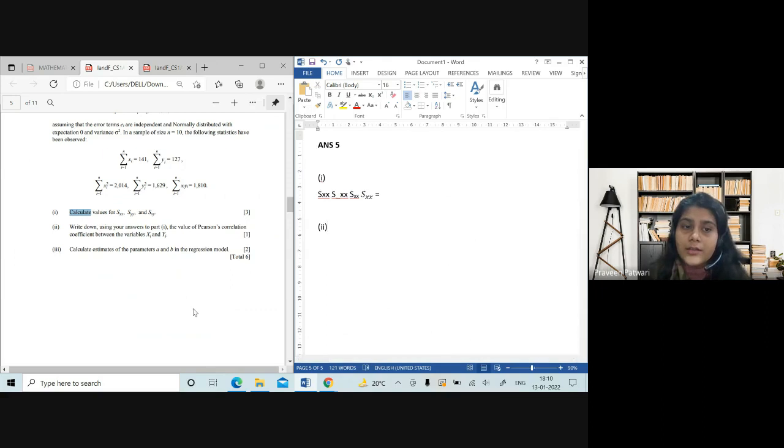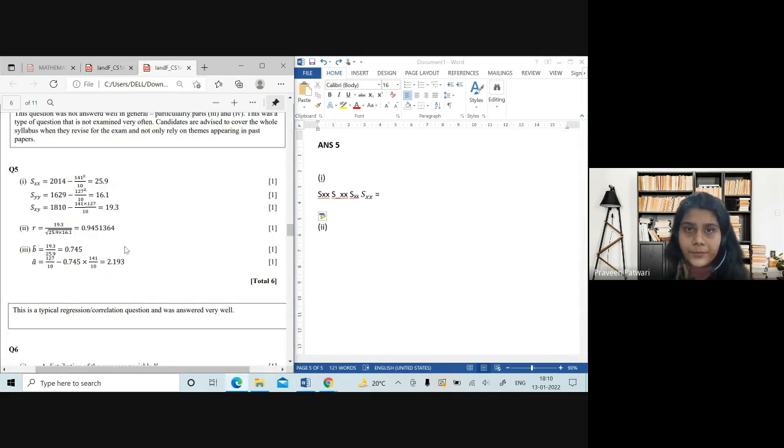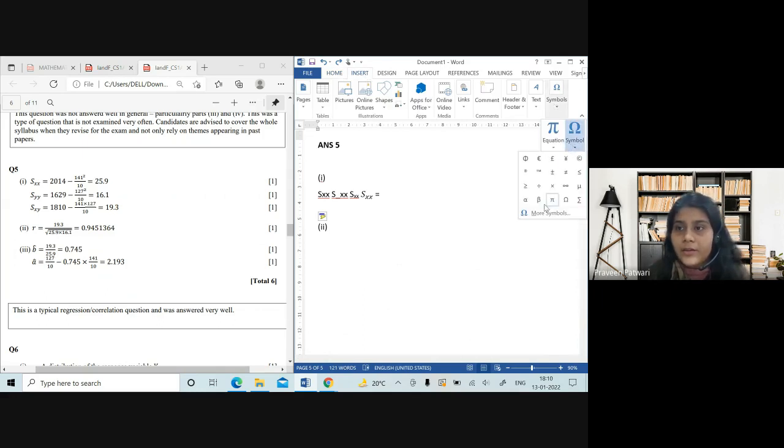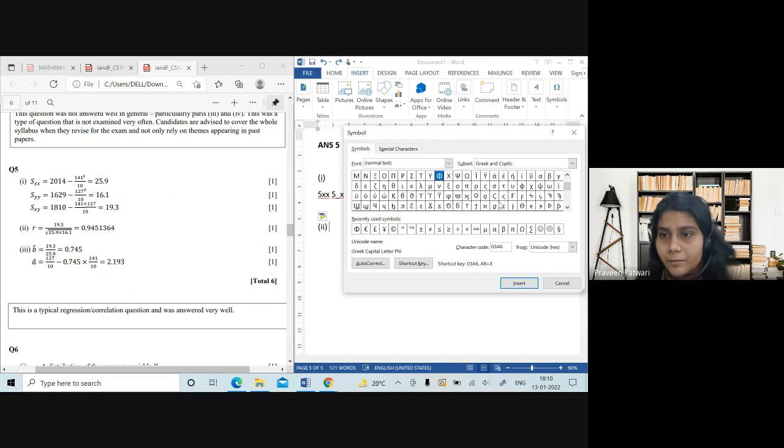Part two is, write down, using your answers to part one, the value of Pearson's correlation coefficient between X and Y. So now for Pearson's correlation coefficient, you all can use r, obviously. And in case you wanted to use rho, then you can get rho from the insert tab. Over here, we can find rho. Let's see, where is it? Here. It's the small rho, not the capital rho. So the small rho you can insert from the insert tab.